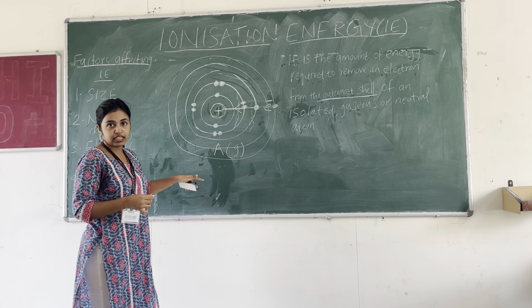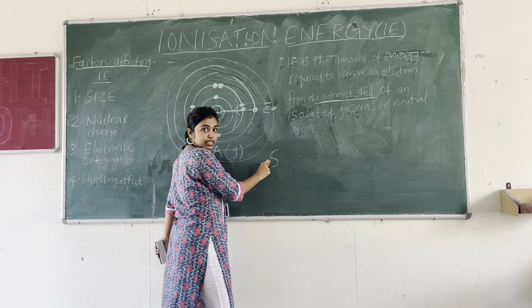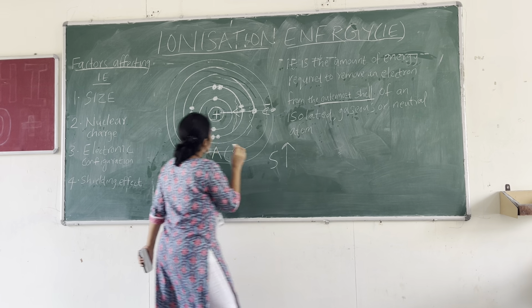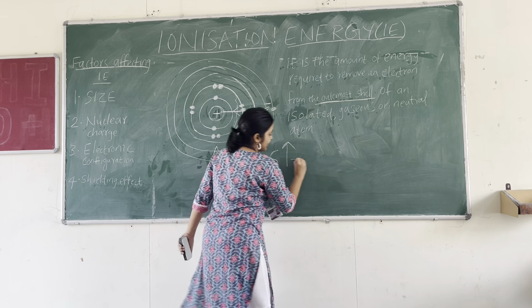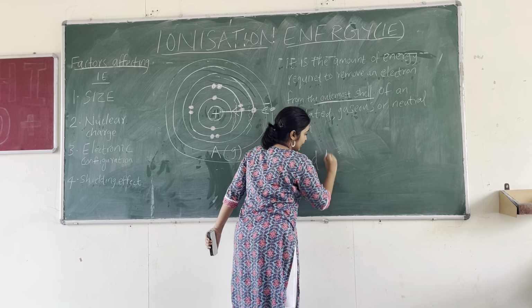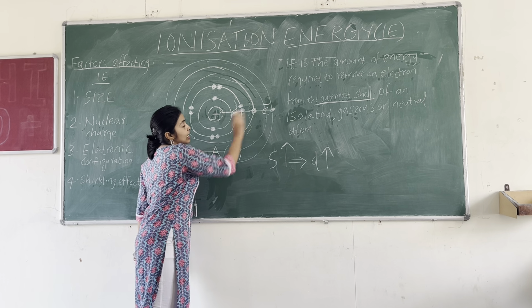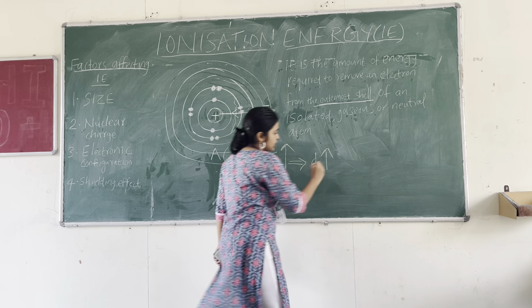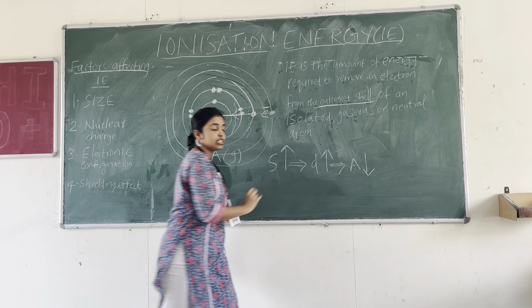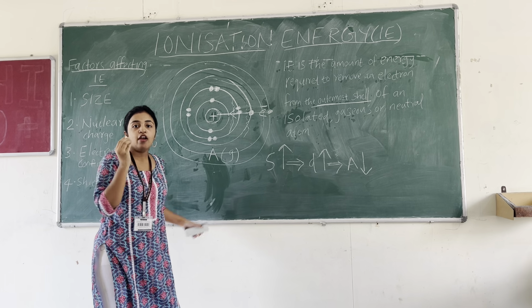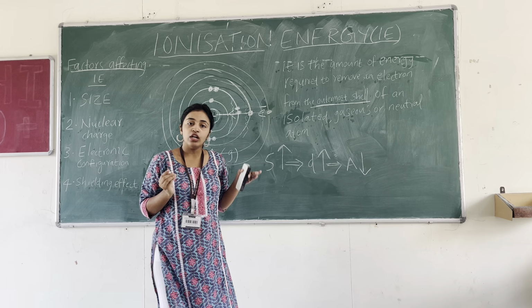As the size increases, I am writing size as S. As the size increases, the distance between nucleus and electron increases. I am writing D. Distance also increases. Distance increases means the attraction between the nucleus and electron will decrease. That means I can write A. A decreases. A decreases means we only have to give a very small amount of energy. That means ionization energy also decreases.